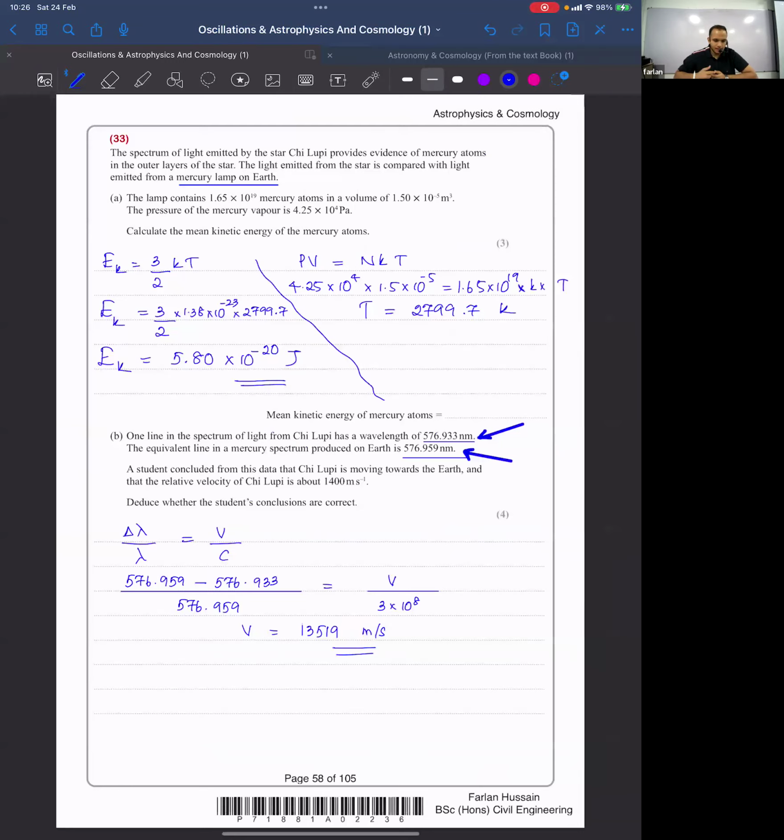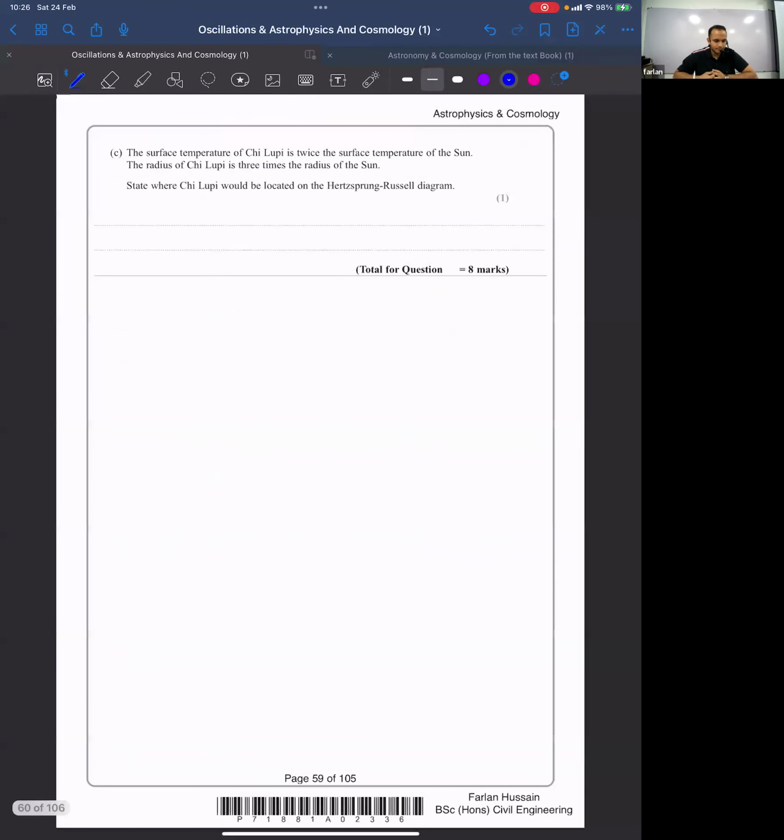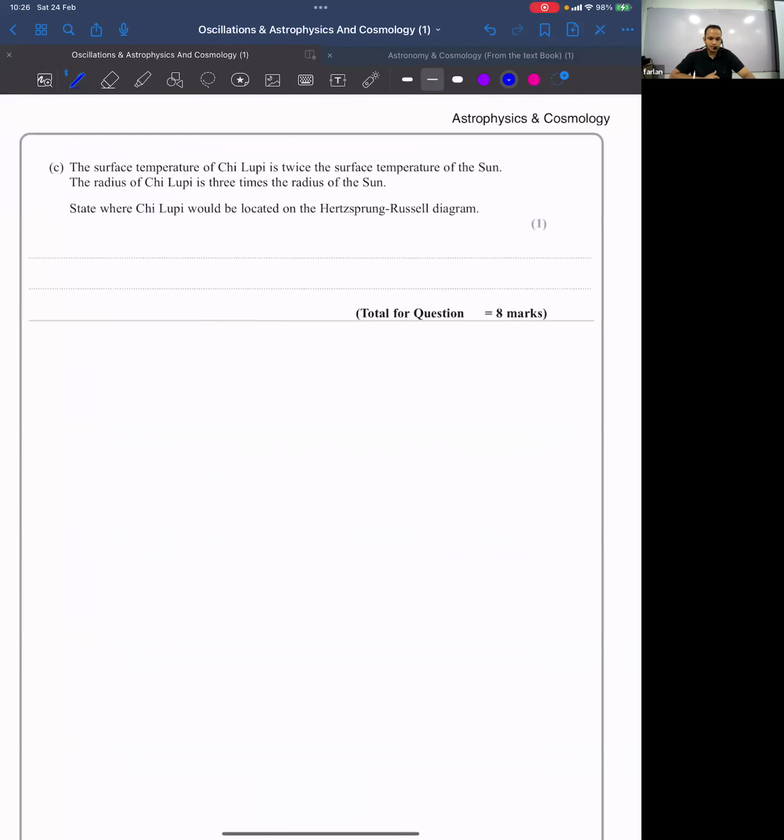Yeah, there's another part C. The surface temperature of this star is twice the surface temperature of the sun, and the radius of this is 3 times the radius of the sun. State where it will be located on the HR diagram.